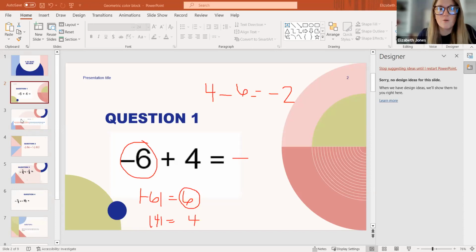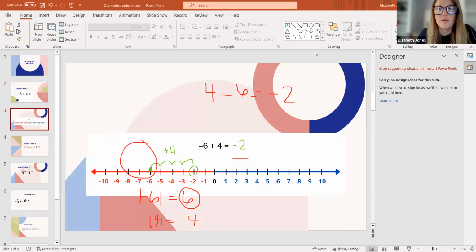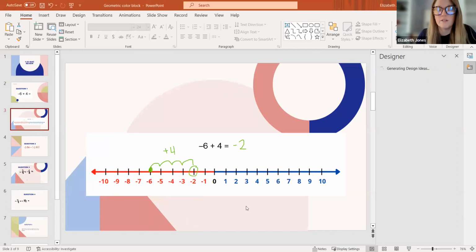It shows us the answer on a number line, and you can see it more clearly here. So it started at the negative 6 and it added 4. And so that's how they ended up at the negative 2. So it's another way to solve the problem.